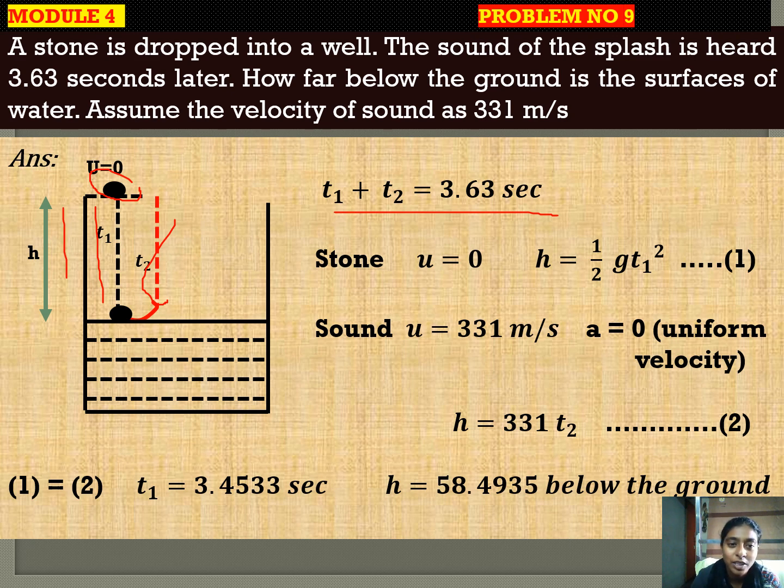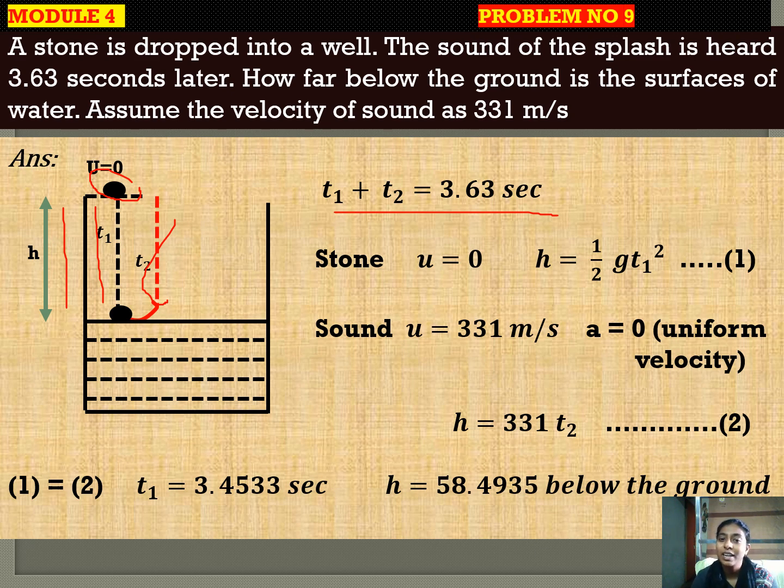This is height. We need to find h. Assume the velocity of sound as 331 meter per second. Now, see, T1 is the time taken for the stone to reach the surface of water. T2 is the time taken by the sound to travel from the water surface to the ground surface.